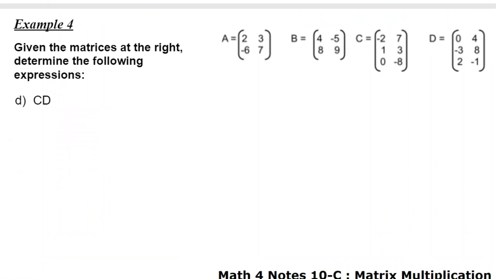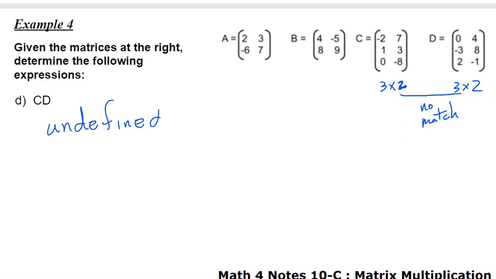Now, C times D, something interesting happens. 3 rows, 2 columns. 3 rows, 2 columns. Oh, they were the same shape, so that doesn't surprise us, but no match. This is undefined. It's like trying to divide by 0. It's just not going to happen. And it's all that business about looking at the 2 numbers on the inside. When you say 3 by 2 and a 3 by 2, those 2 numbers in the middle, they got to match, or else this is not going to happen.